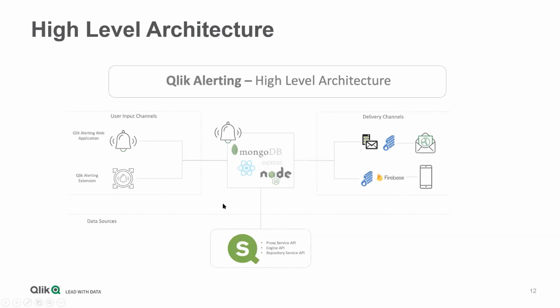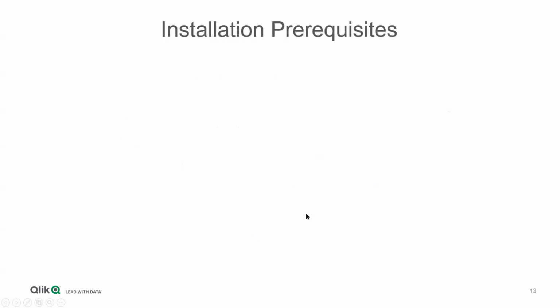The Qlik Alerting piece runs as an adjunct. It connects to Qlik Sense using the proxy, engine and repository services. And then when it comes back to delivery channels, it pushes out through either email, as you've seen, or using Firebase, it can push out to the mobile application as well. So it can actually send that information out.